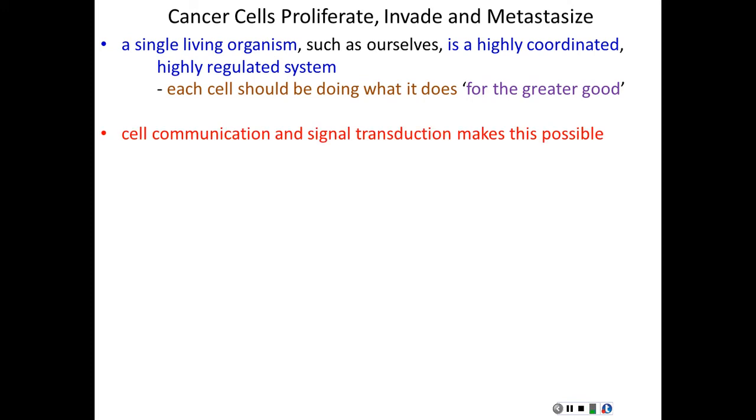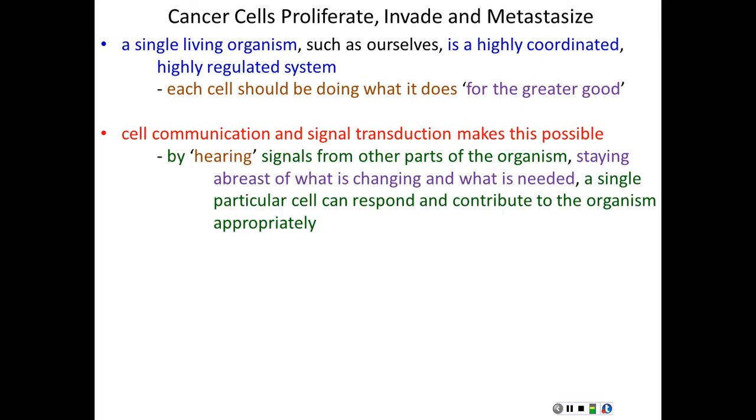And what makes this possible is cellular communication and signal transduction, what we talked about a few lectures ago. This allows the coordination between these cells, and these cells can communicate with one another and keep each other on top of what's going on. So cells, by hearing signals from other cells at other parts of the organism, are constantly staying abreast and on top of what's changing in the body, what's needed in the body. And a single particular cell can respond to those changes and needs and contribute to the larger organism as best it can, given its role in the body.